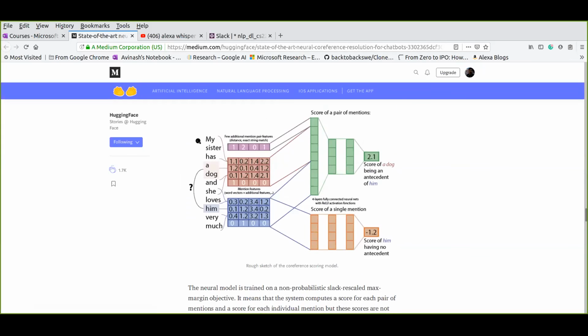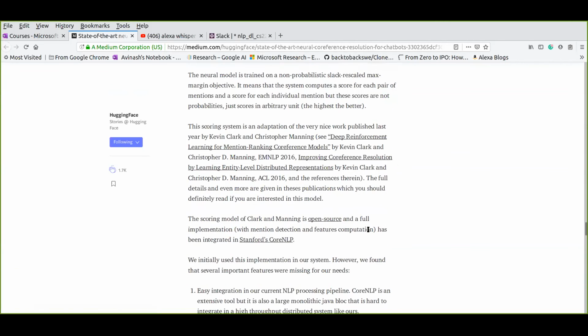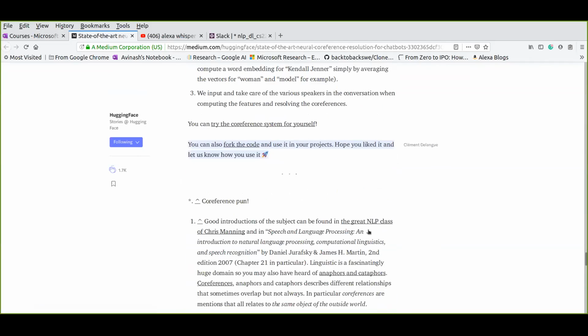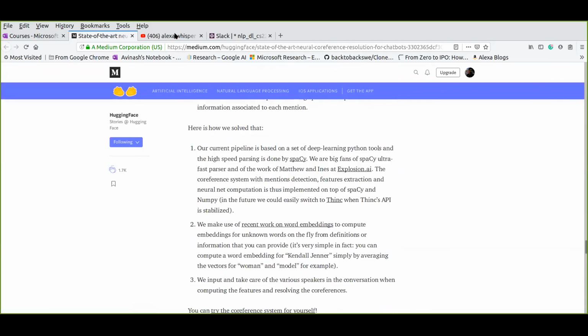Here is one example. We have the sentence. For each word we get the embeddings, and finally we get the scores. So that's about this blog.